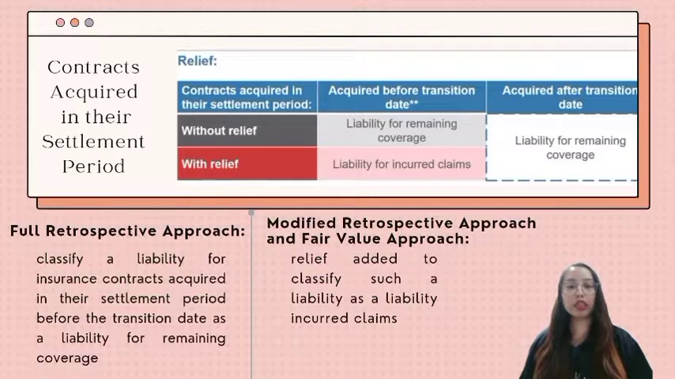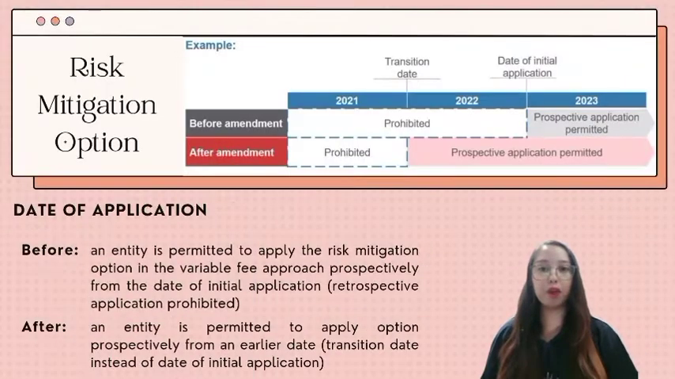Dahil po dito, sa relief na ito, pinapayagan po na i-classify ng entity itong mga liability na ito as a liability for incurred claims instead po as a liability for remaining coverage as shown po sa slide. Next naman po about sa transitional modifications and reliefs is about the risk mitigation option date of application.